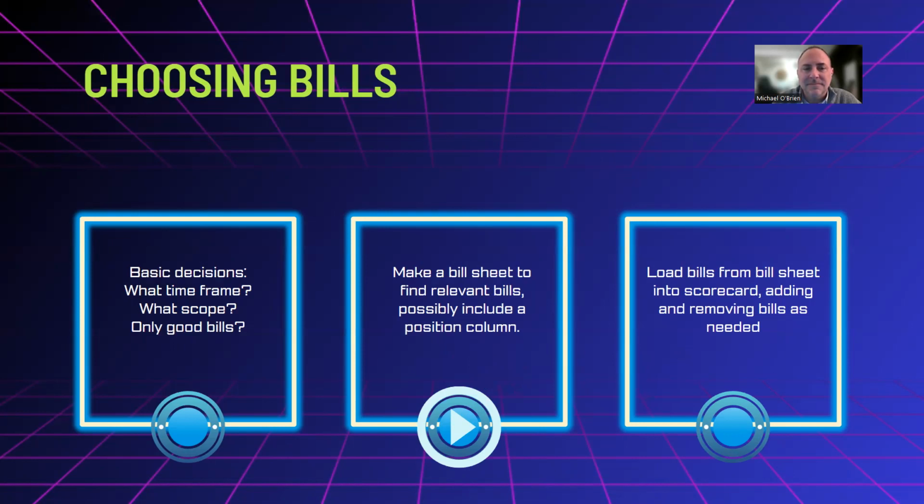And then once you've got that list and you've narrowed it down, you can load your bill sheet right into your scorecard and kick out whatever bills you don't want. So that is the choosing the bills process, and you will see me do that live and we'll do a topic together.